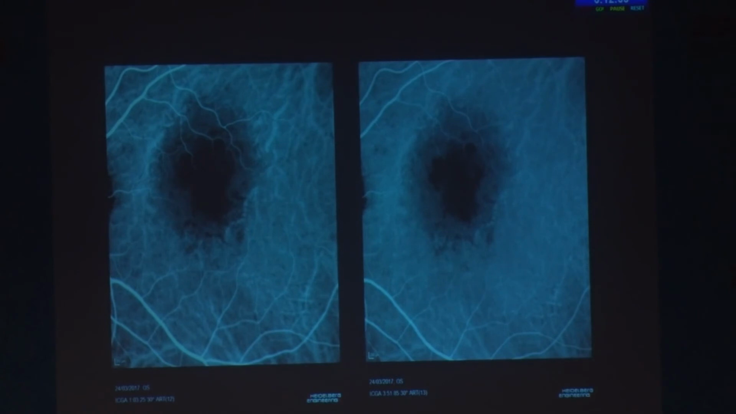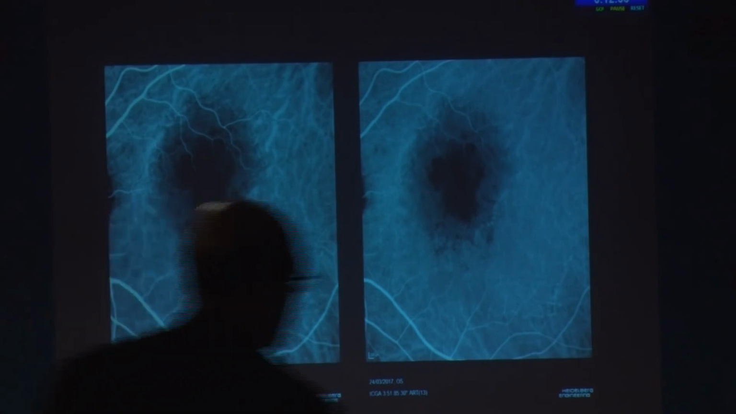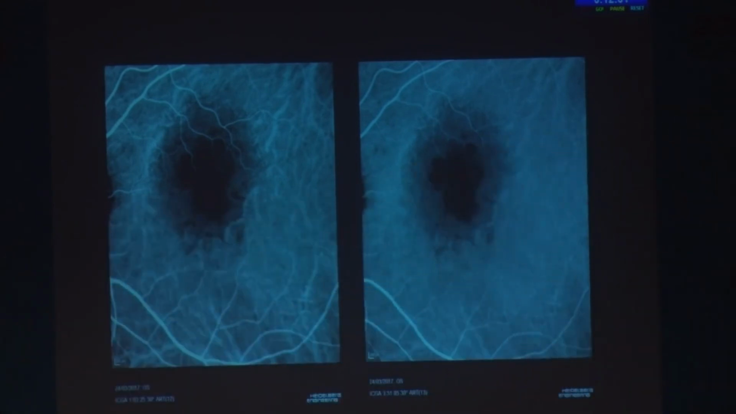So this is your ICG picture. Dr. Shane, would you like to comment? ICG imaging showing 3 minutes and 1 minute. The central area shows a hypofluorescence in the macular area, and the surrounding edge shows a little hyperfluorescence as well.